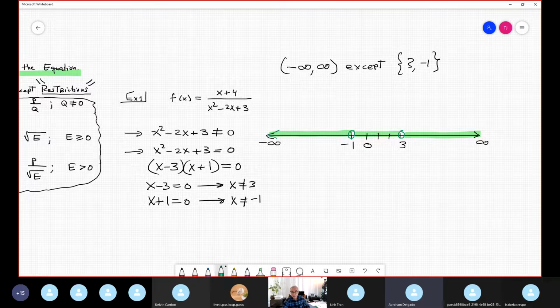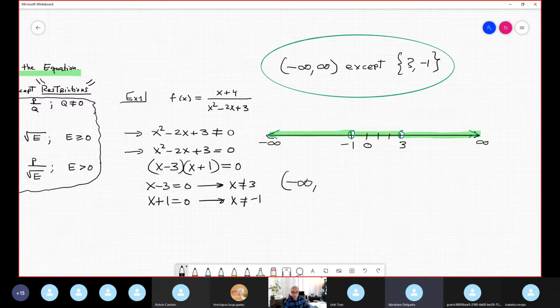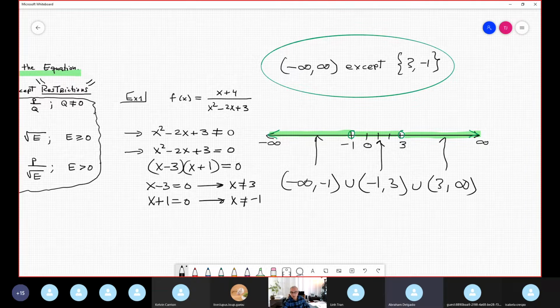However, I want the answer not like that. This is correct, but I don't want this. I want it in this way. Look, it's from negative infinity, comma, negative 1, parenthesis, which is this interval, union, negative 1, comma 3, which is this interval, union, 3, comma infinity, which is this interval. Final answer. Any question? Do you follow me?